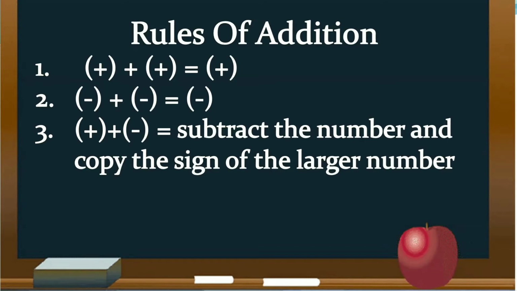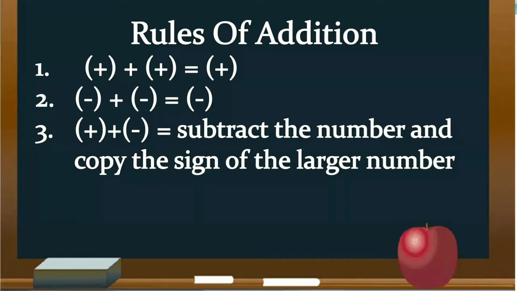Rule number 2, negative plus negative is equal to negative. It means that if you add two negative numbers, the result is negative. Rule number 3, positive plus negative: subtract the numbers and copy the sign of the larger number. This is the step if you're going to add two numbers with different signs.